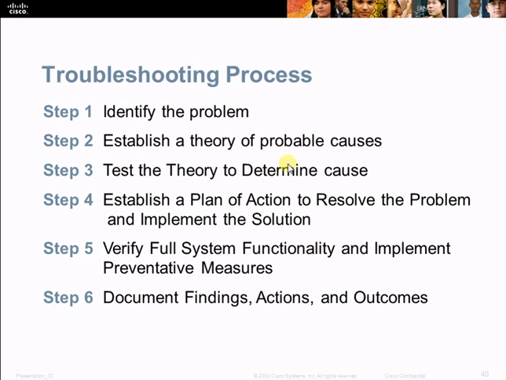And the troubleshooting process is pretty much the same, the 6 steps that we've talked about before. You're going to identify the problem, establish a theory of probable cause, test your theory to determine the cause, establish a plan of action to resolve the problem, and implement a solution. Verify full system functionality and implement preventive measures. And you're going to document your findings, actions, and outcomes at the end. Remember, that's just as important as the first 5 steps.